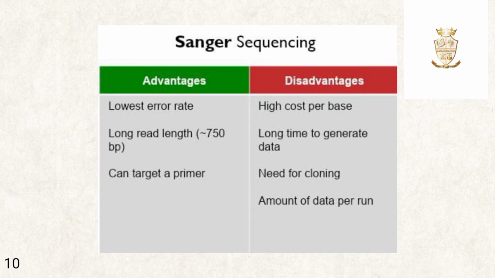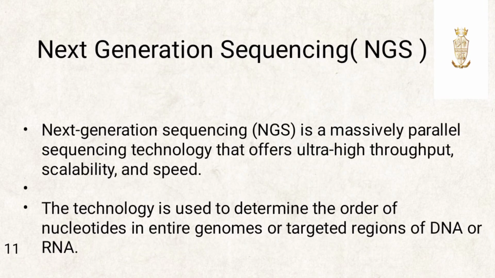Sanger sequencing has advantages as well as disadvantages. In the case of advantages, it has the lowest error rate and it can target a primer. In the case of disadvantages, it is a long time consuming process and also has a high cost per base.